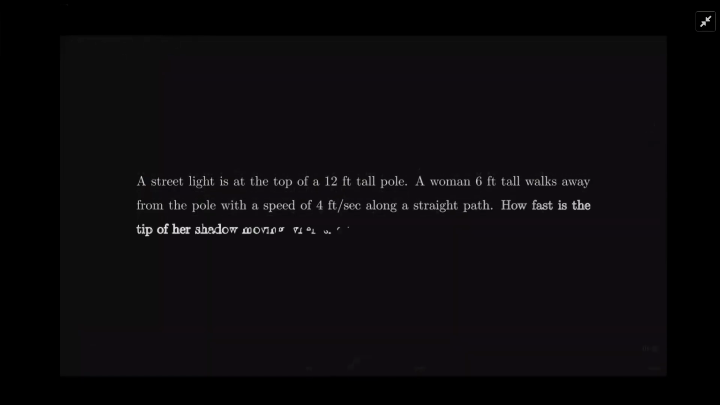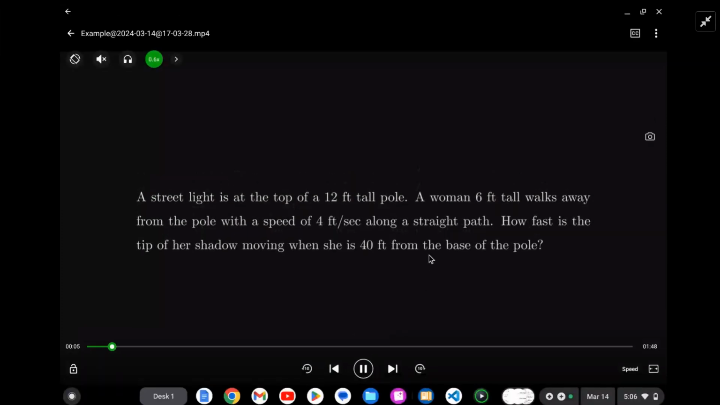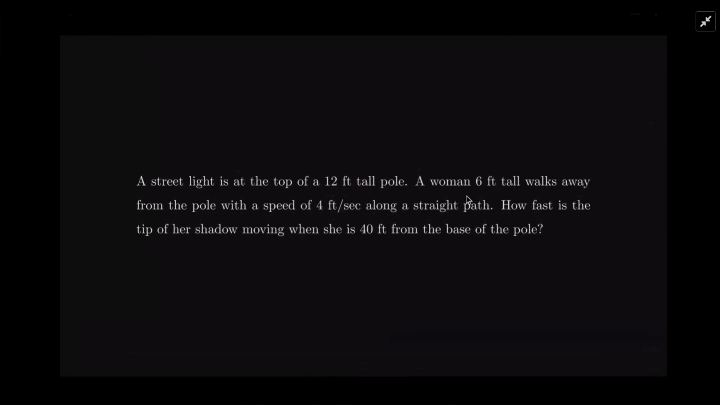So we have a related rates problem. A street light on top of a 12-foot pole, a 6-foot tall woman walking away at a speed of 4 feet per second. Okay. And how fast is the shadow moving?